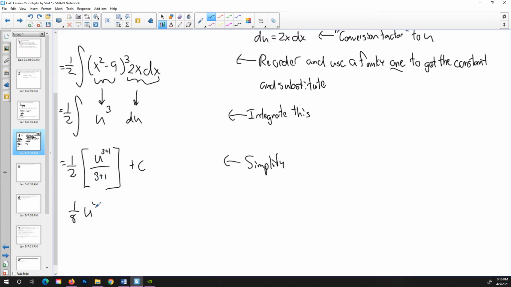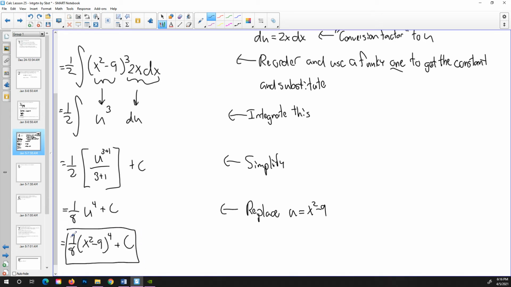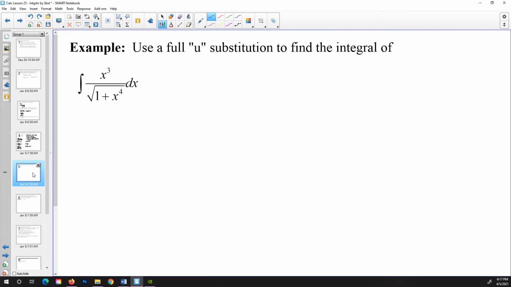I'll have u to the 4th plus c, and then I will replace u with the x squared minus 9 that I had. So I have 1/8 x squared minus 9 to the 4th plus some constant c, putting in all my equals. And we are good to go. Another example of a u substitution to find the integral.